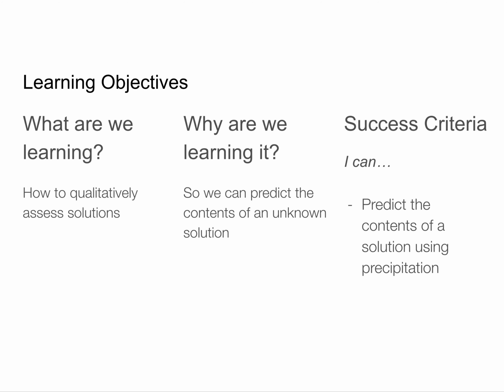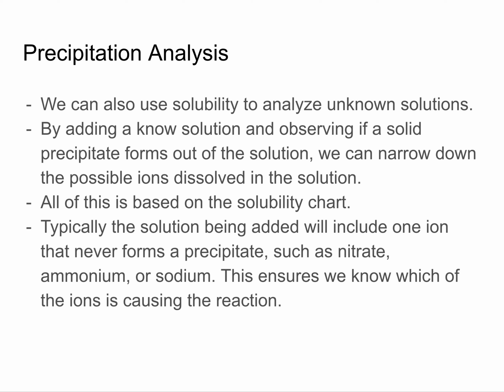Talking about how to qualitatively assess solutions so we can predict the contents of an unknown solution, and our success criteria is being able to do that using precipitation out of a solution. So we talked about this back in the solutions chapter, but we can use our solubility table to try and analyze how or what chemicals are contained by a given unknown solution.